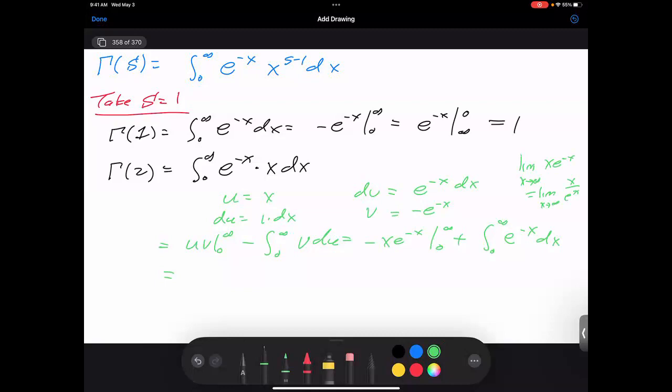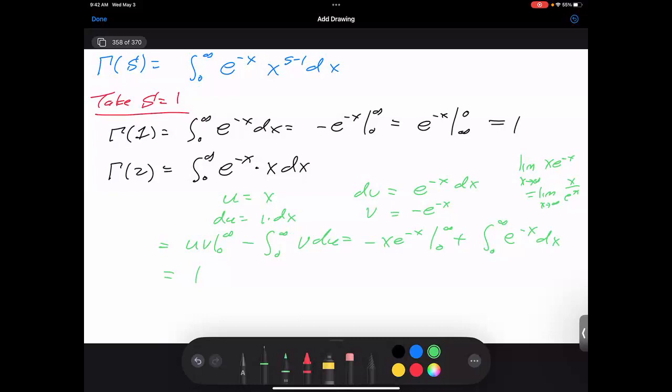L'Hopital, take it to the L'Hopital. Take the derivative of the top, 1, derivative of the bottom, e to the x. So that goes to 0. The boundary term is just 0. And we just evaluated the integral of e to the minus x, that's just 1. So we get gamma of 1 is 1, gamma of 2 is 1. So every gamma is equal to 1. Gamma of 3 will be 1.